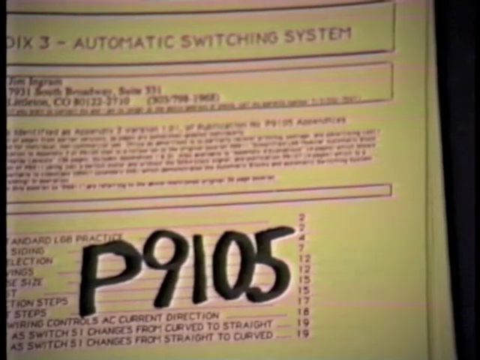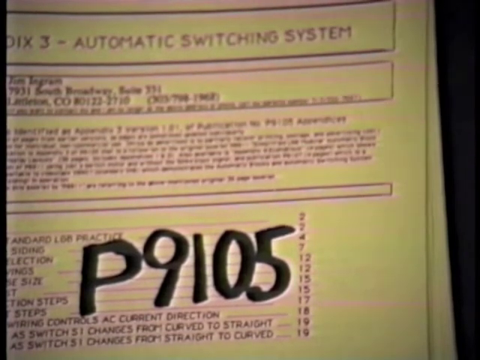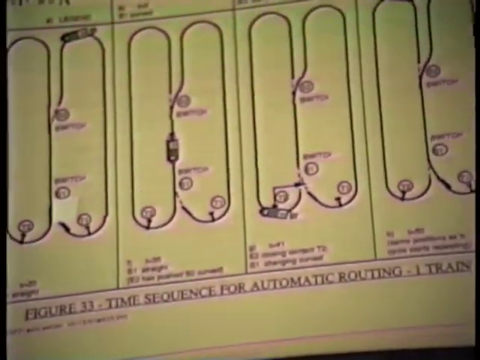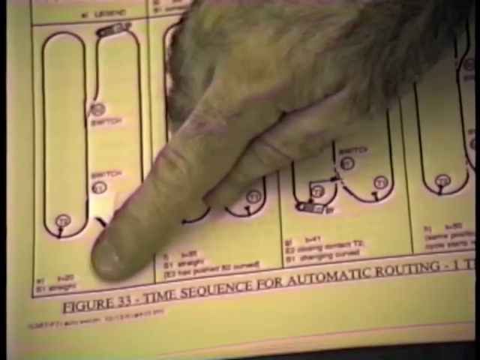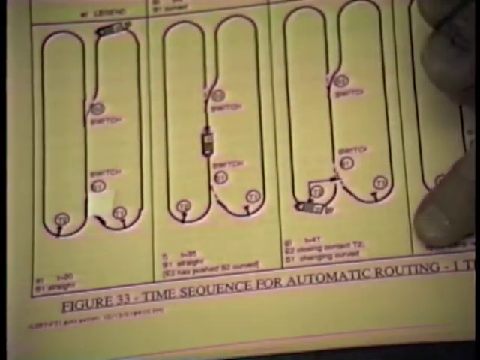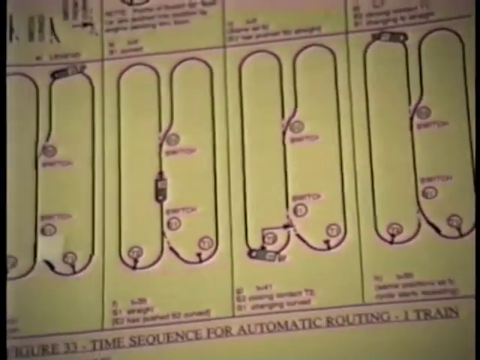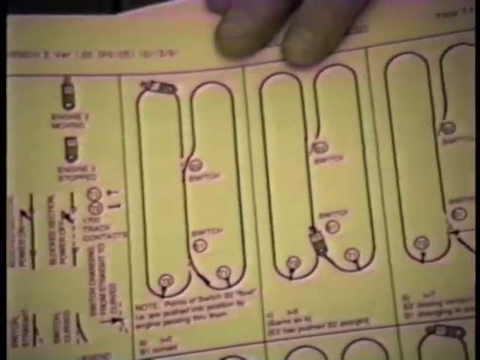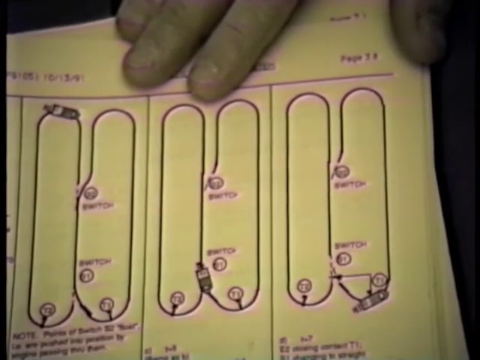This publication, P9105, that we were looking at earlier, automatic switching system, has several diagrams in it entitled time sequence diagrams. Look at one of those for automatic route selection for one train. This is figure 33, titled time sequence for automatic routing one train. It has a series of several little diagrams that attempt to show you snapshots in time of what's happening for one train operating on an automatic routing selection system.